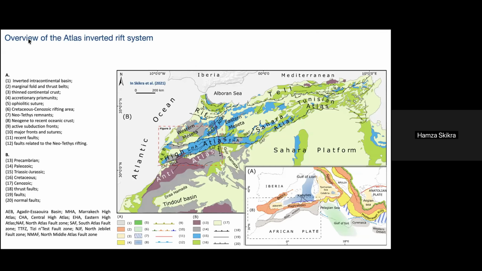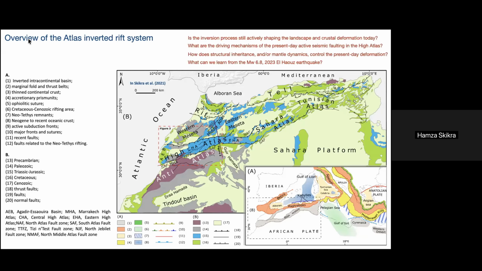So this leads us to some core questions of this presentation. Is the inversion process that caused the formation of the High Atlas fold and thrust belt still actively shaping the landscape and crustal deformation today? What about the driving mechanisms of the present-day seismotectonic activity in the High Atlas? How do other factors like structural inheritance or mantle dynamics control the present-day seismotectonic activity? And what can we learn from the 8 September 2023 Al Haouz earthquake, given that this is the most powerful earthquake ever recorded in the High Atlas and also the recent earthquake reported in the area?